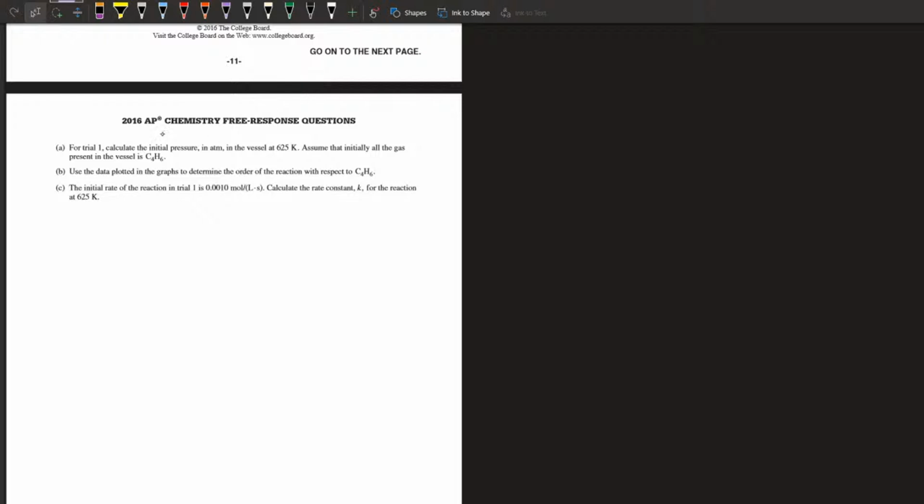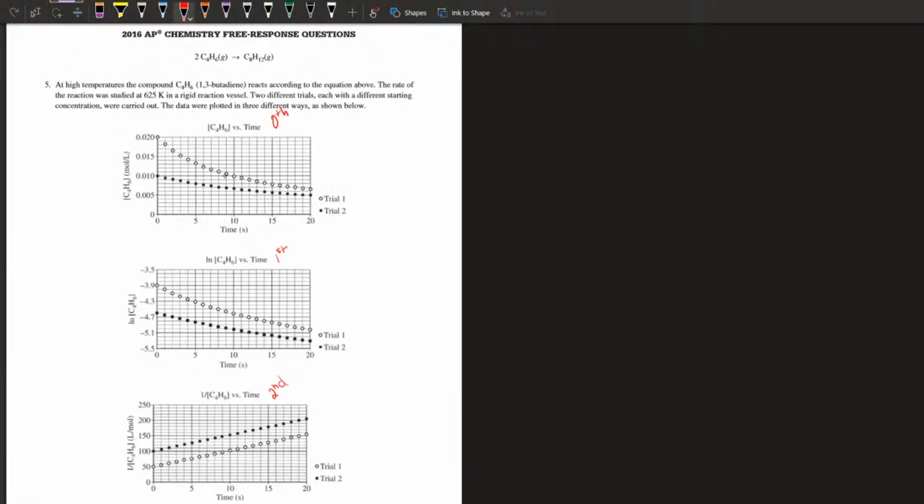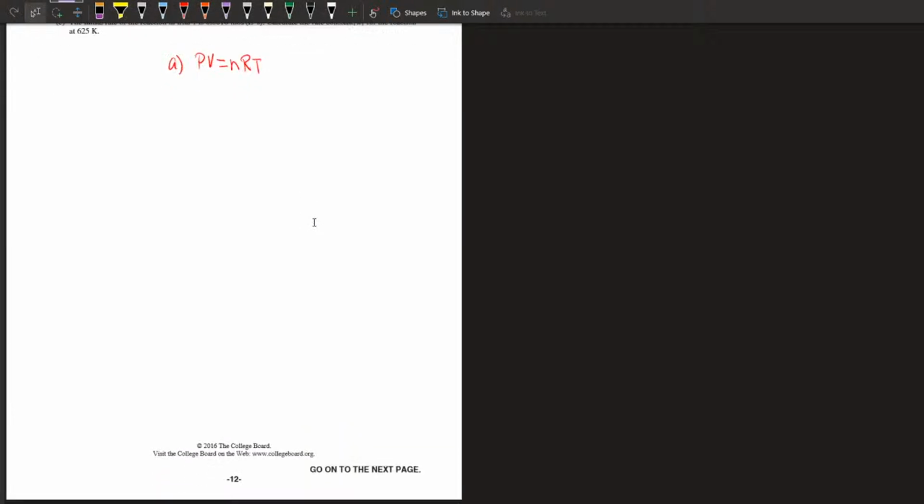So, 5a. For trial 1, calculate the initial pressure in ATM in the vessel at 625 Kelvin. Assume that initially all the gas present in the vessel is C4H6. So, let's look at the ideal gas law. We have PV is equal to nRT. And for the concentration versus time, we have an initial of 0.020 molar. And that's for our trial 1. But this equation asks for n.